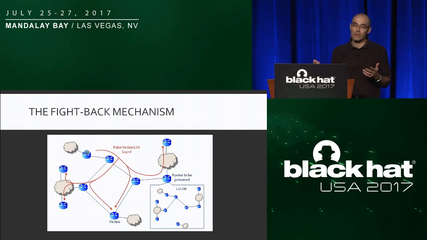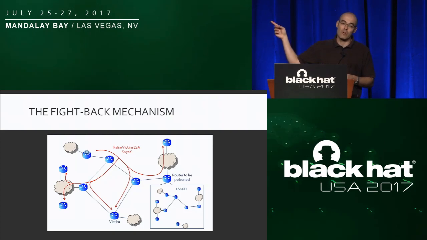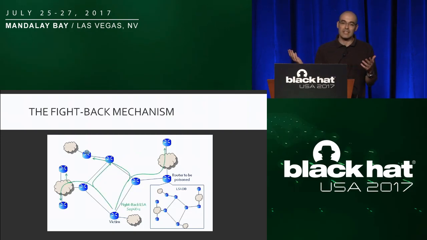So every router receives this false LSA, including the victim router. Once the victim receives this false LSA, which was advertised on its behalf, it immediately notices that something is wrong, and it will immediately send out a correcting LSA, which we call the fightback LSA, with the correct information. Since the false LSA was advertised with a sequence number that equals X, and every LSA has a sequence number, the fightback LSA will simply be sent out with a sequence number X plus 1. So everybody will know that the fightback LSA is newer and it will override the false LSA. So this is the fightback mechanism.